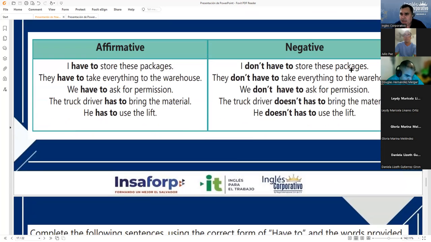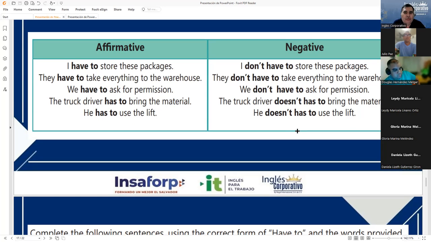All right, my dear ones, check what we have. Affirmative. I have to store these packages. They have to take everything to the warehouse. We have to ask for permission. The truck driver has to bring the material. He has to use the lift.